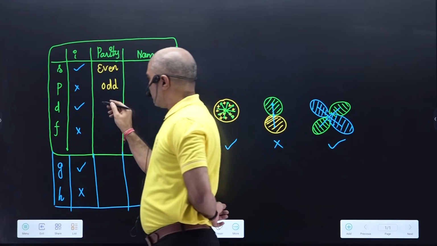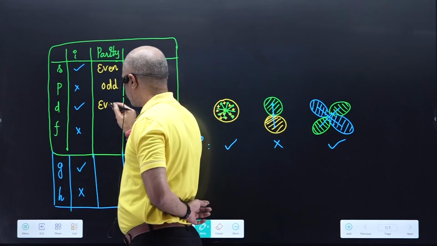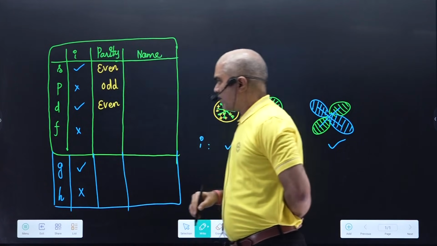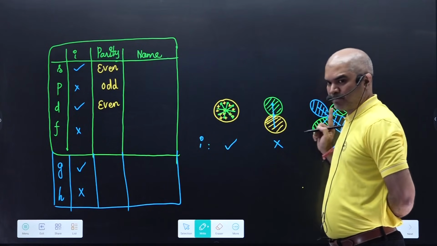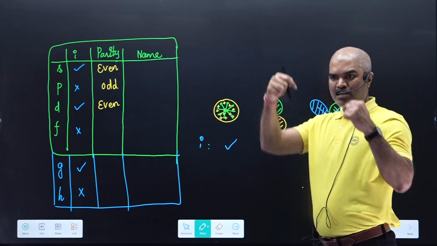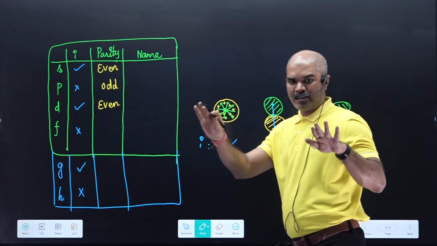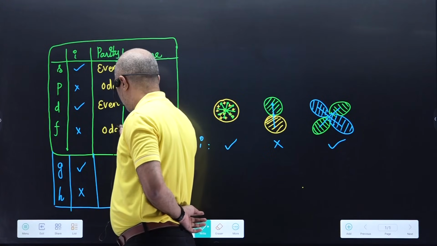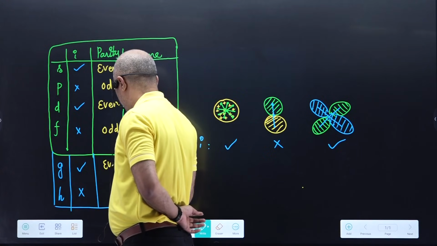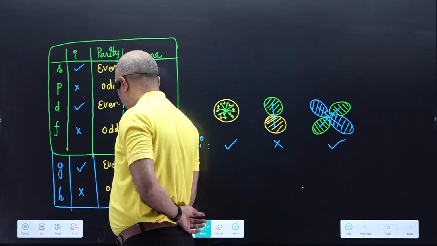The d orbital we call even. Why is it even? Because inversion is present, plus plus, minus minus. Minus to minus, plus to plus, everywhere it is even. And the f orbital will be odd. They will alternate. The g orbital will be even, the h orbital will be odd.